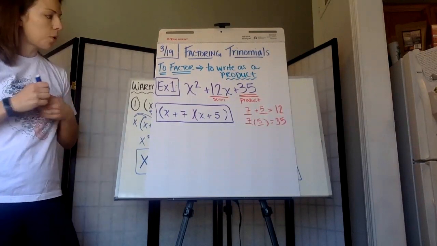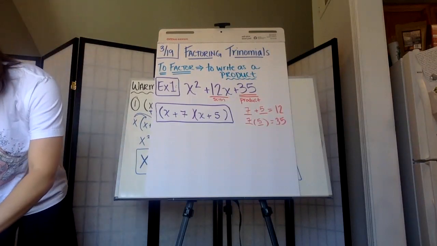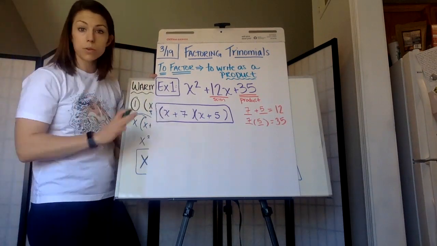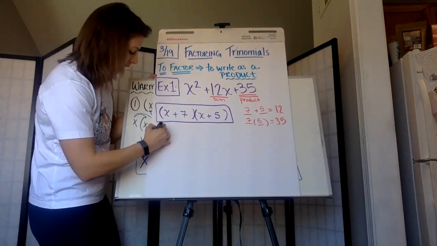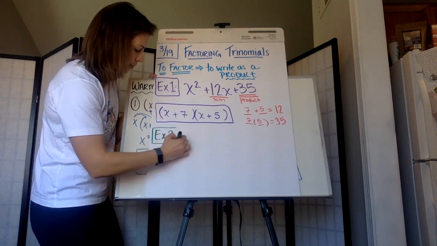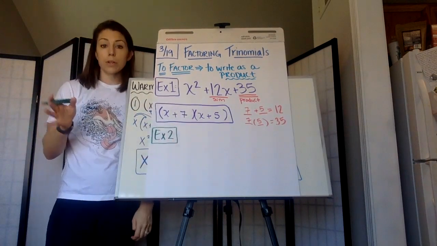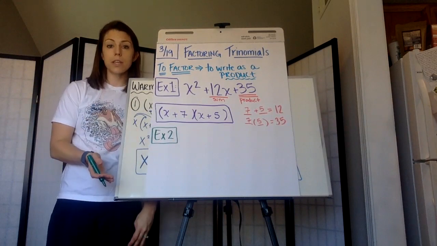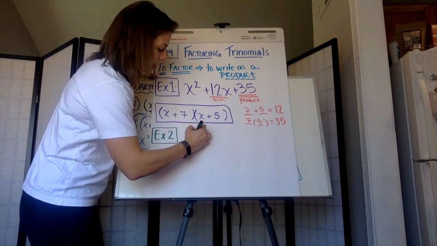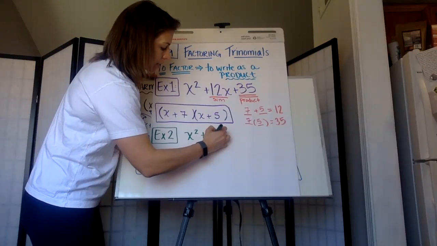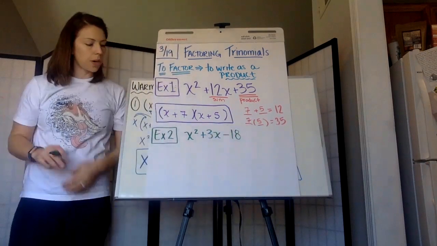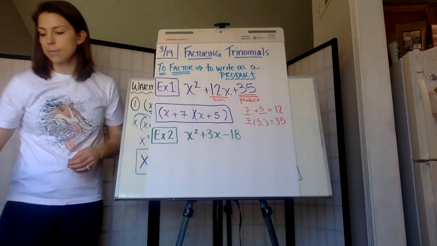So that was example 1. Let me grab a different color here for example 2. We'll do a little bit more practice with this as well, so don't freak out if you have no idea what's going on. Example 2. I'm going to give you another trinomial, and you're going to play the P's and Q's game to factor it. So let's say the trinomial I give you is x squared plus 3x minus 18.